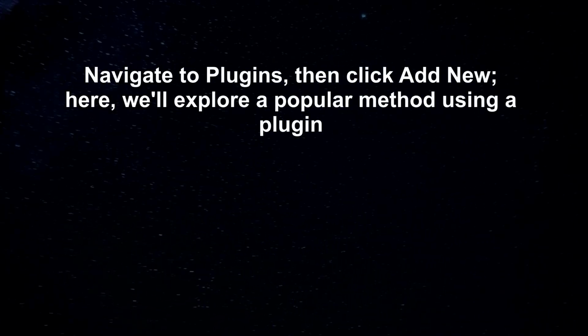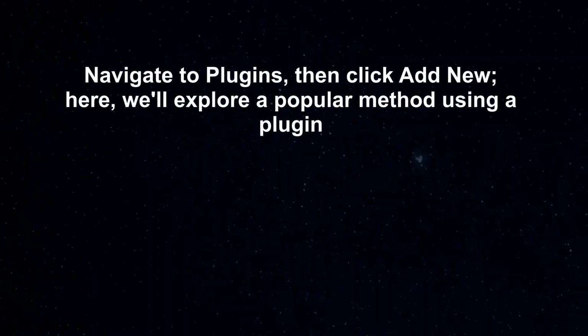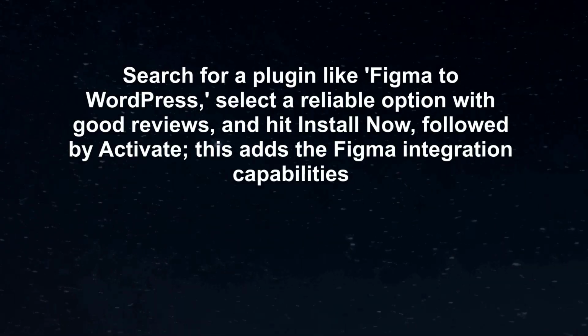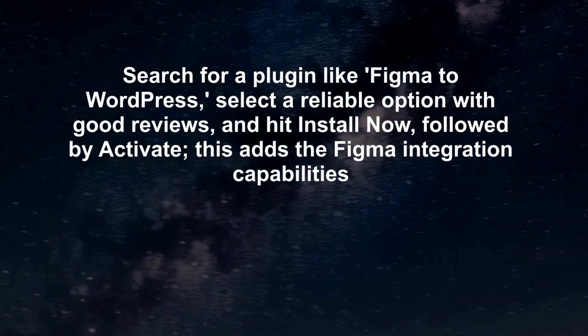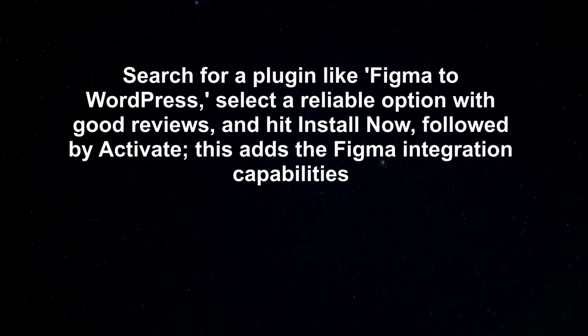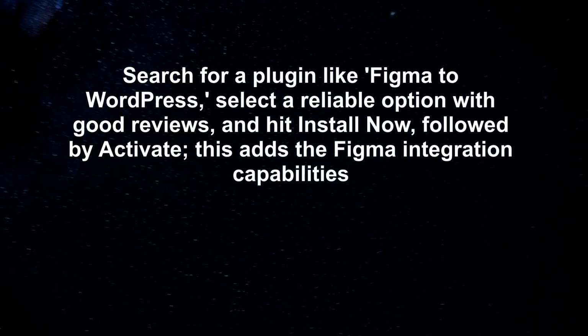Navigate to Plugins, then click Add New here. We'll explore a popular method using a plugin. Search for a plugin like Figma to WordPress. Select a reliable option with good reviews, and hit Install Now, followed by Activate. This adds the Figma integration capabilities.